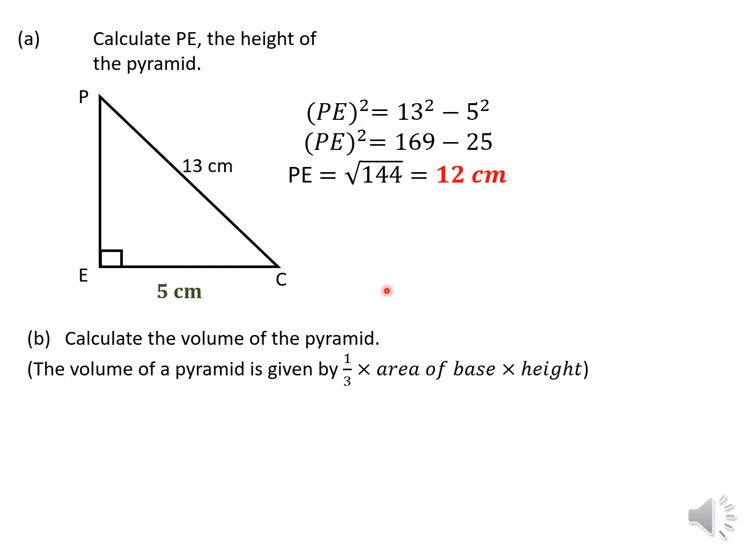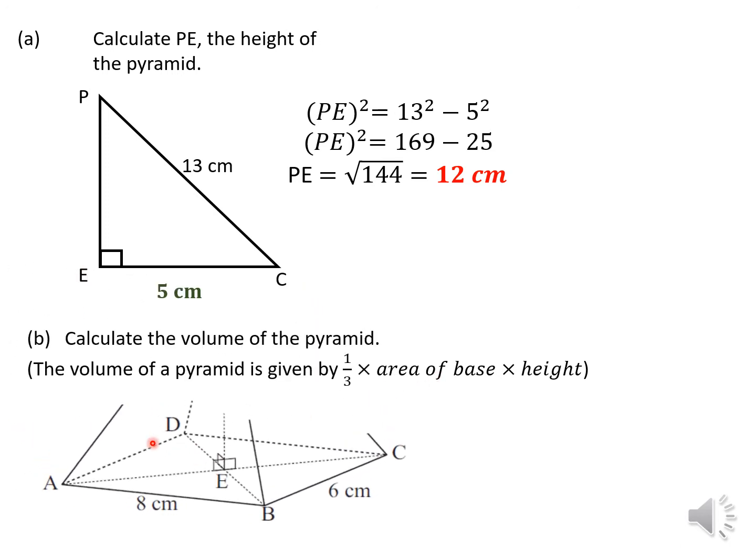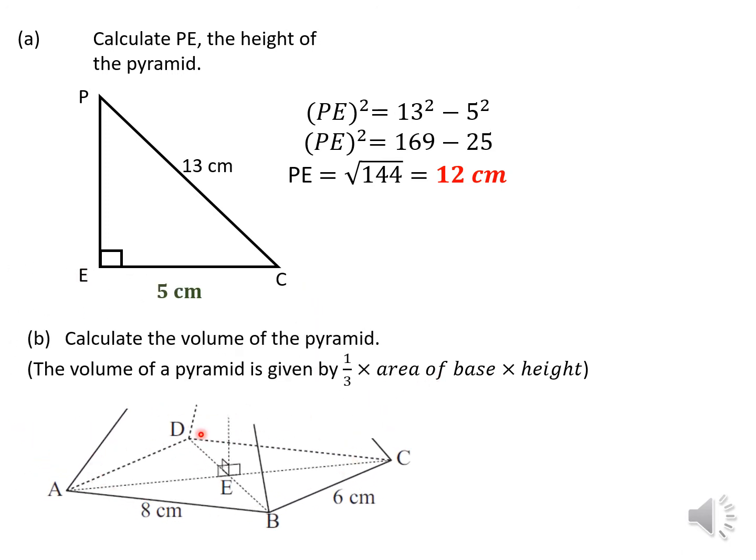Right, then they ask you to calculate the volume of the pyramid. They give you the formula, remember, and we know that the base of the pyramid is that rectangle. So I'm just bringing back that little part there. The area of the base has to be the area of the rectangle. We take a third of 8 times 6 and then multiply it by that height of 12 that we just calculated. That should give me the volume to be 192 cubic centimeters.